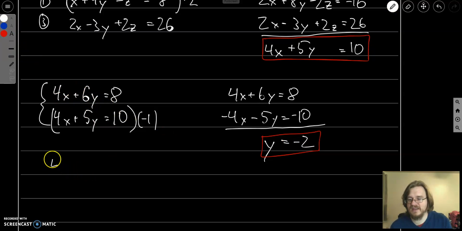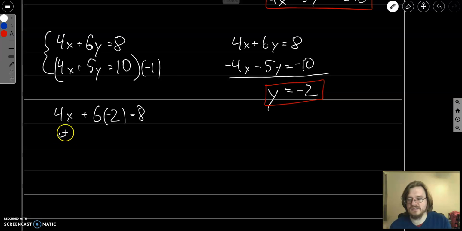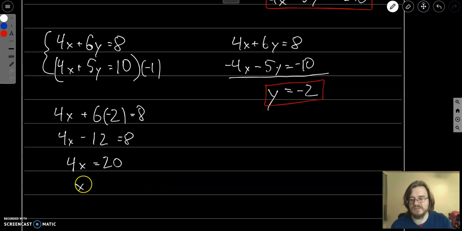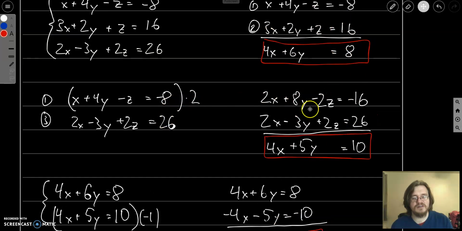So let's do that. So I have 4x plus 6 times y, which I know is negative 2, is equal to 8. So let's start simplifying. 4x, 6 times negative 2 should be negative 12, is equal to 8. So 4x, I'll add 12 to both sides. Adding 12 will cancel that. Adding 12 to 8 will give me 20. Divide both sides by 4. X is equal to 5. Now we know what both x and y are because we eliminated z from our equations.